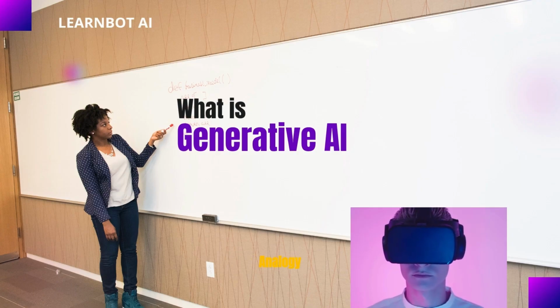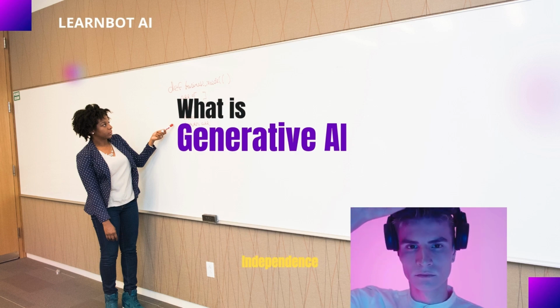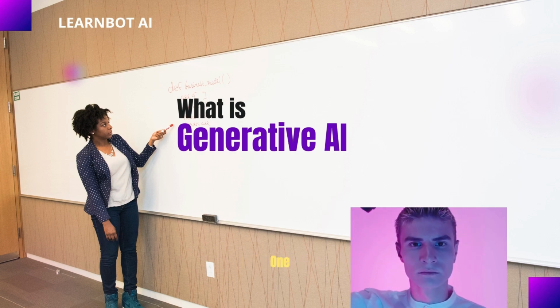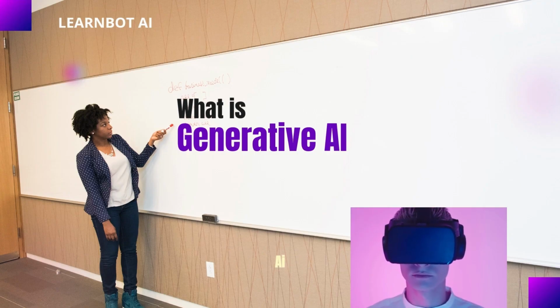Another simple analogy. Imagine a student who has read many essays about Nigeria's independence. Now, when asked to write one, they don't copy word for word, they write their own based on what they've learned. That's exactly what generative AI does. It learns and then creates.